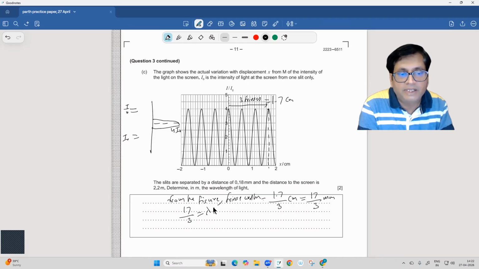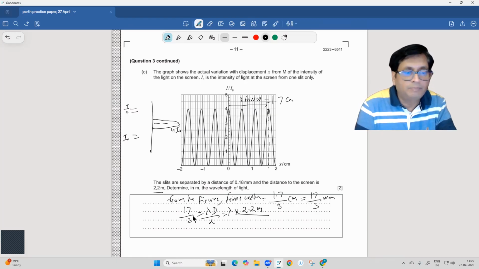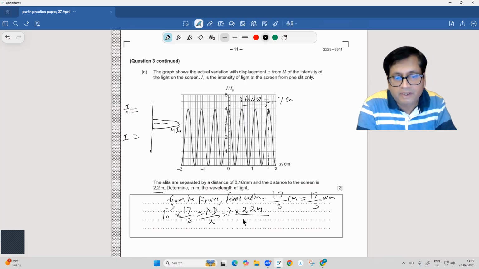And that's equal to lambda D by d, right? So lambda into capital D is how much? 2.2 meter. 17 by 3 is in millimeter. So I can multiply by 10 power minus 3 to make it meter. And then lambda into this meter, and this also I should take in meter. Then lambda will come in meter. How much is this? 0.18 millimeter, right? So 0.18 into 10 to the power minus 3 meter, right?